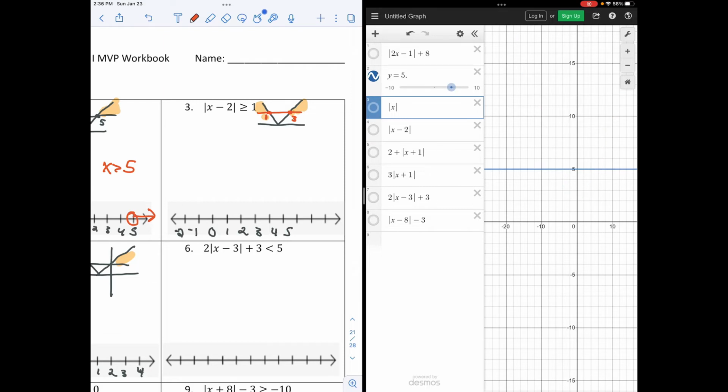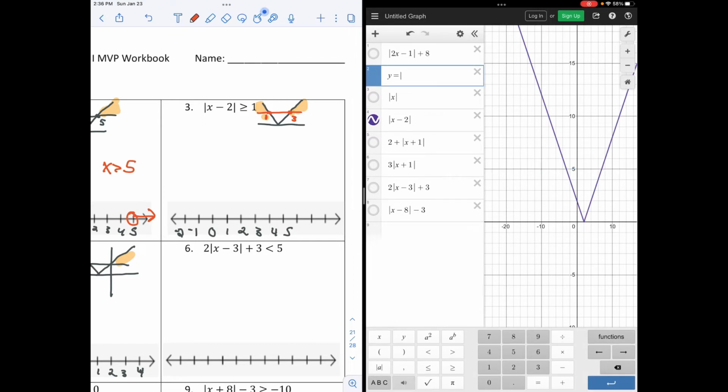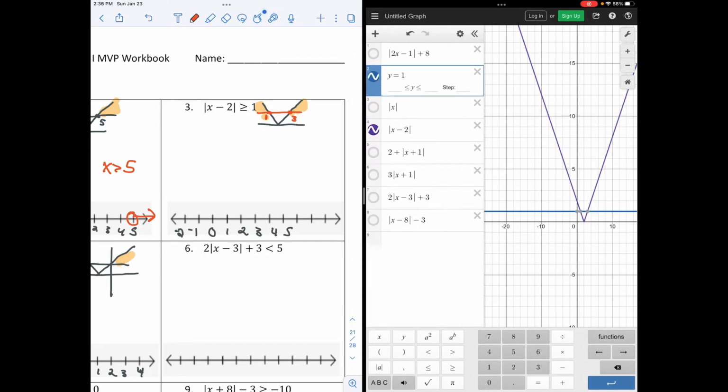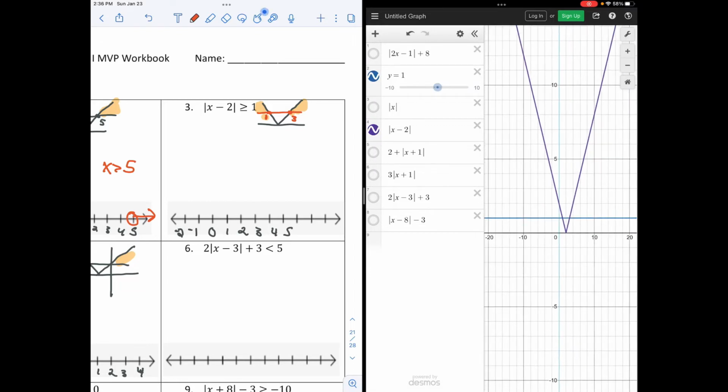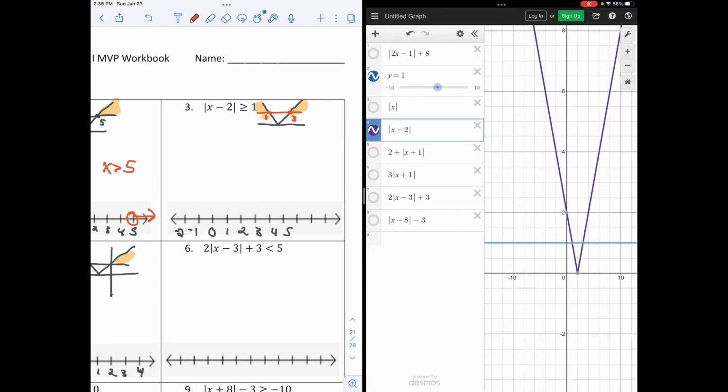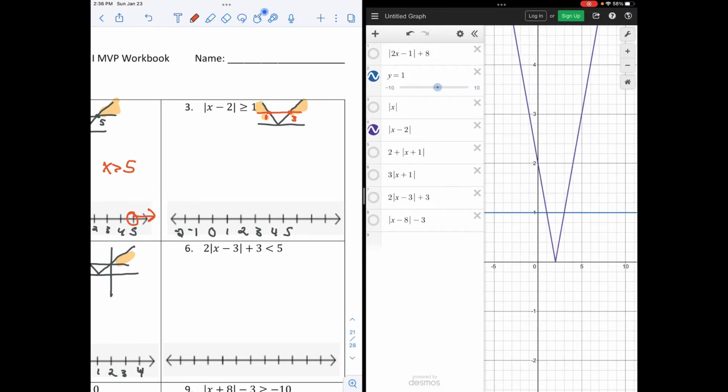It's the same thing if we have x minus 2. Take this one off and make it x minus 2. And this time we're looking for less than 1. I'm going to leave that slider alone because I'm not very good at it. And we're looking where it is greater than 1. And so what are our solutions? Our solutions are 1 and 3, which I've graphed here. And it's that space between the line and the absolute value, where it's greater than 1 and 3.